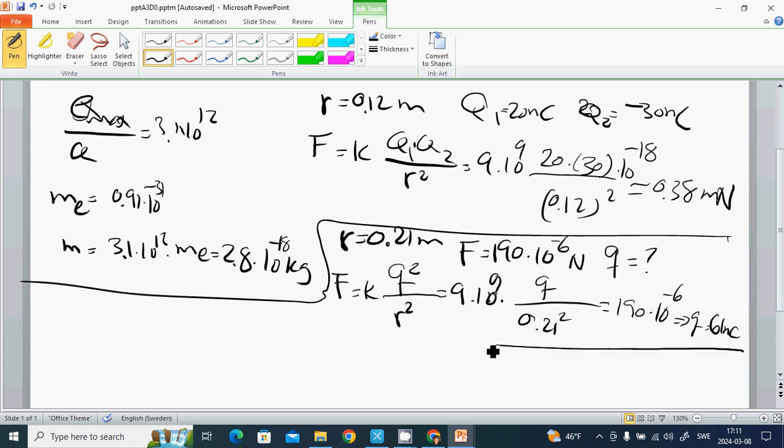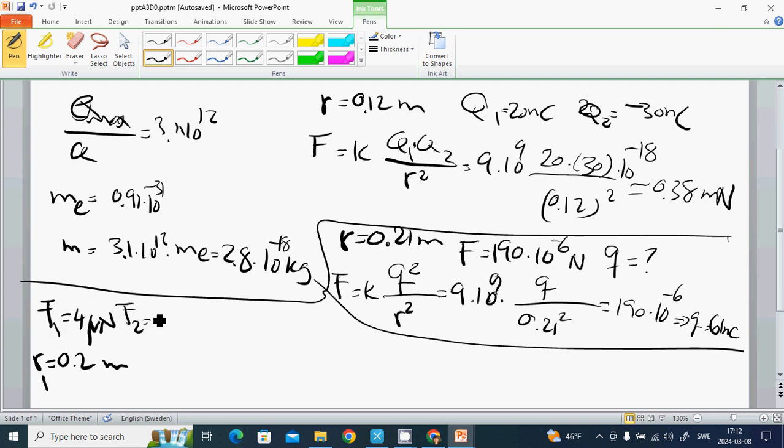Another example: two electric balls with the same electric charge. They affect each other by a force F equals 4 micronewton, and the distance R is 0.2 meter. What is R1, and what is F1?